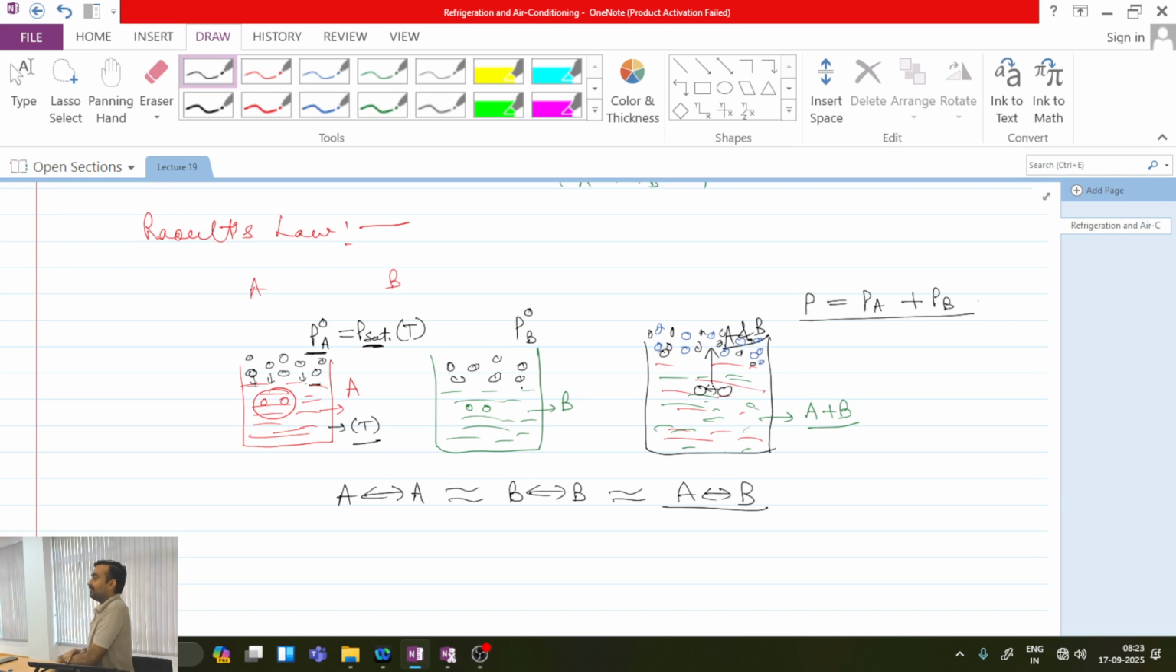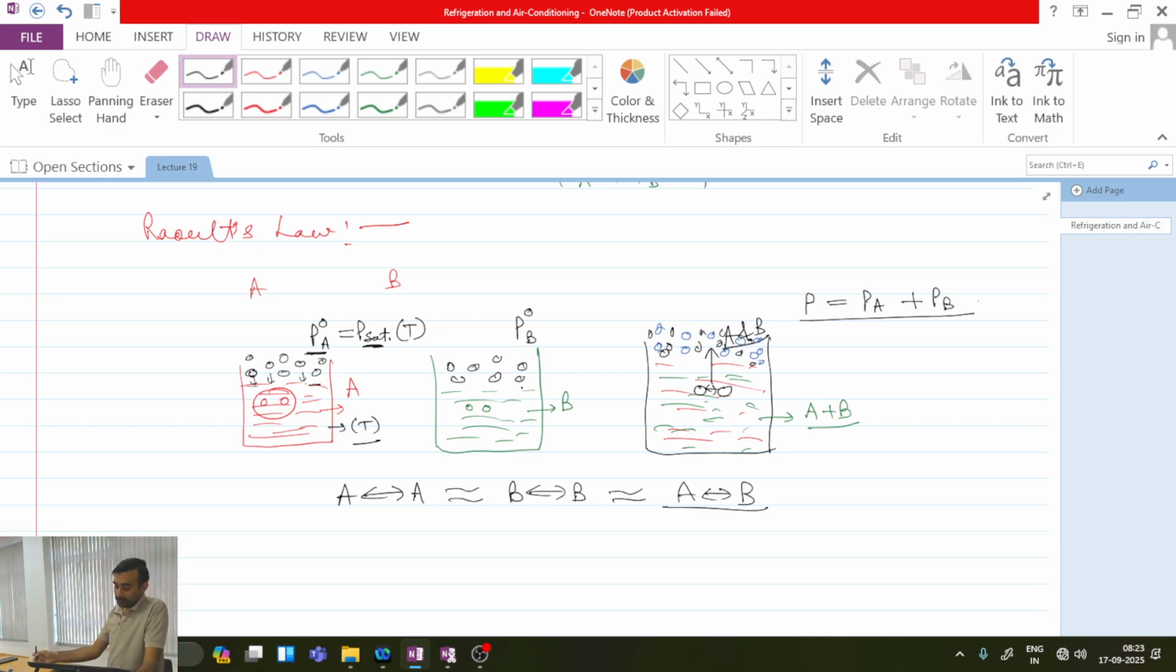So P will be nothing but PA plus PB. Anyone is having any doubt about this? Because I have some vapor of A and some vapor of B. So vapor of A is applying partial pressure PA, vapor of B is applying partial pressure PB, and the total pressure will be PA plus PB.